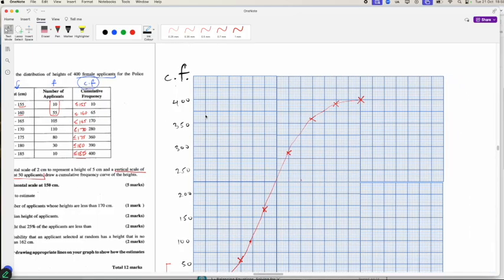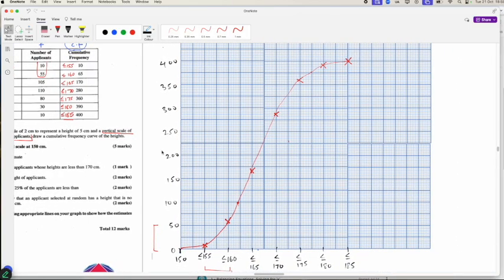Yeah, and now I just plot my points, right? So you can see here that 155 is plotting a cumulative frequency of 10, which is about there. 160 is plotting a cumulative frequency of 65, which is about here. 165 is going up to 170, which is about here. 170 is going up to 280, which is about here.